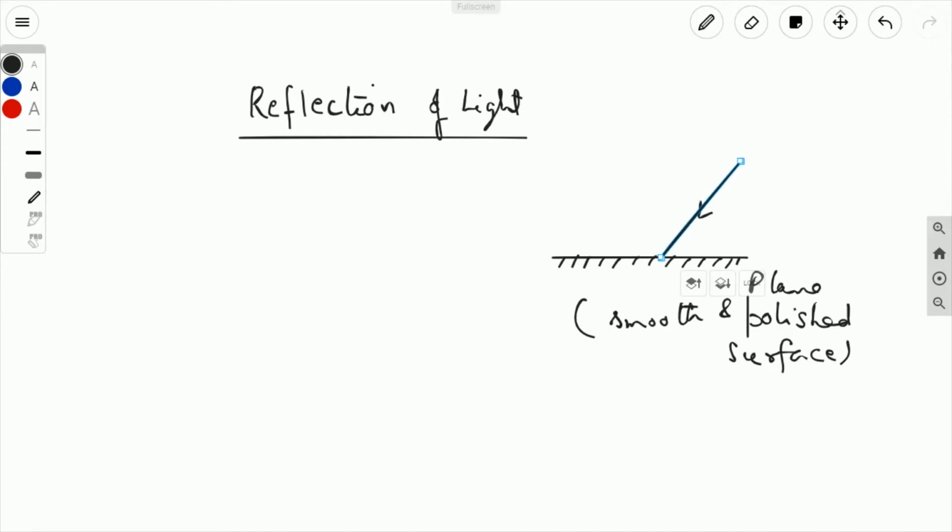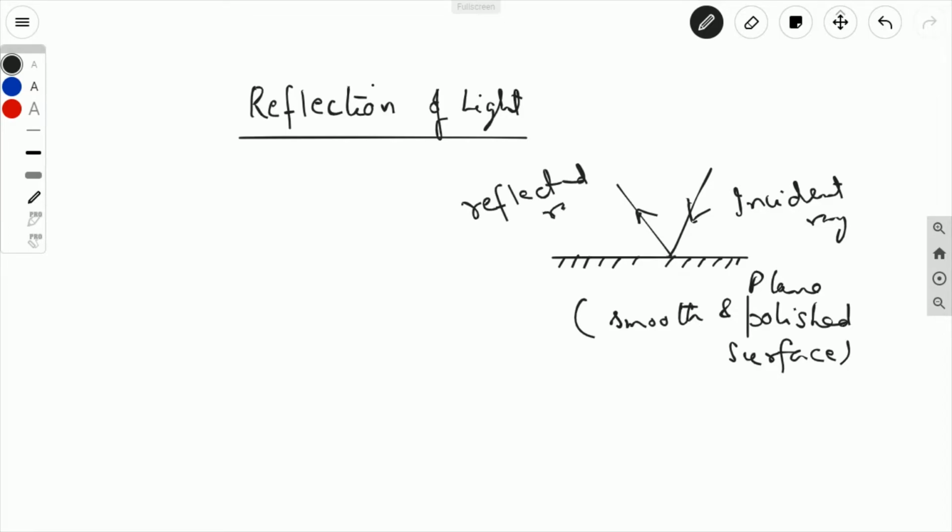It will bounce back in the same medium. Suppose a ray of light strikes here. This is an incident ray, the ray of light which strikes on the smooth and polished surface. After striking, it bounces back in the same medium. It is called the reflected ray. So reflection of light is a phenomenon where a ray of light, after striking on a plane mirror or a smooth and polished surface, bounces back in the original medium or the same medium. Very simple. This phenomenon is called the reflection of light.